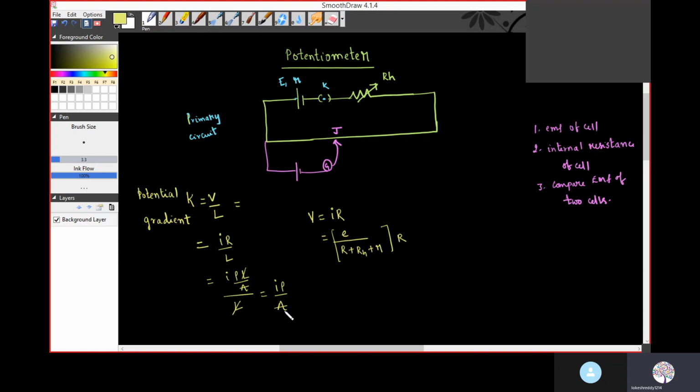I can also write this as V by L, that means IR by L, so this is R by L. Here I can write this as E by (R plus RH plus internal resistance r) into R by L. So the potential gradient is directly proportional to R by L, inversely proportional to area, directly proportional to current, and directly proportional to rho, the specific resistance. So I can write like that.